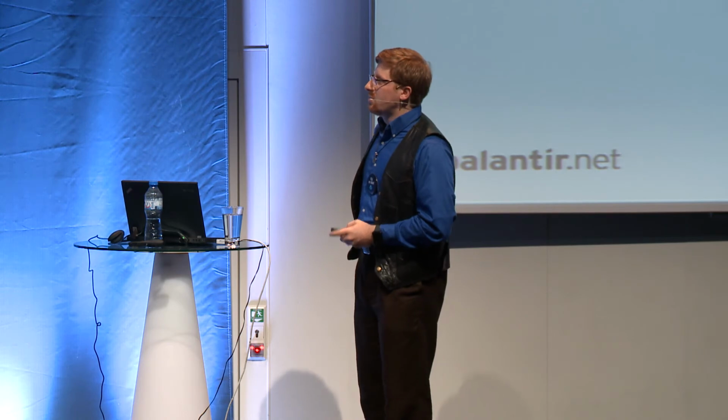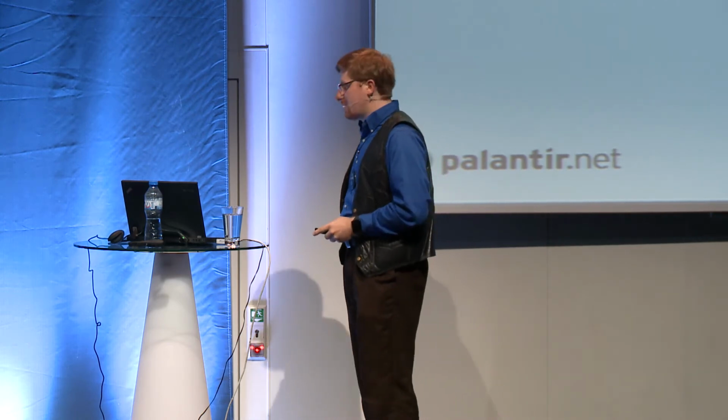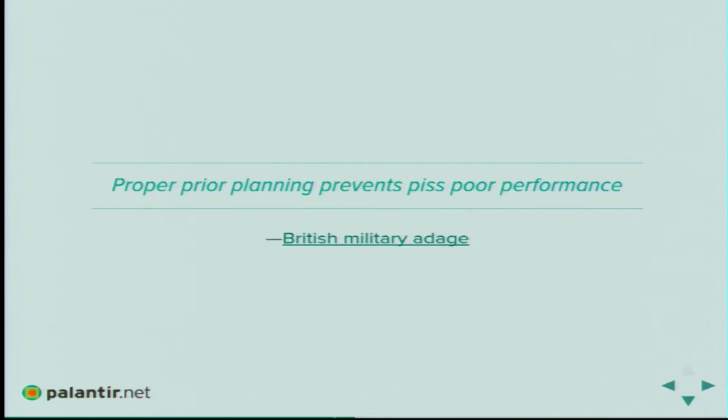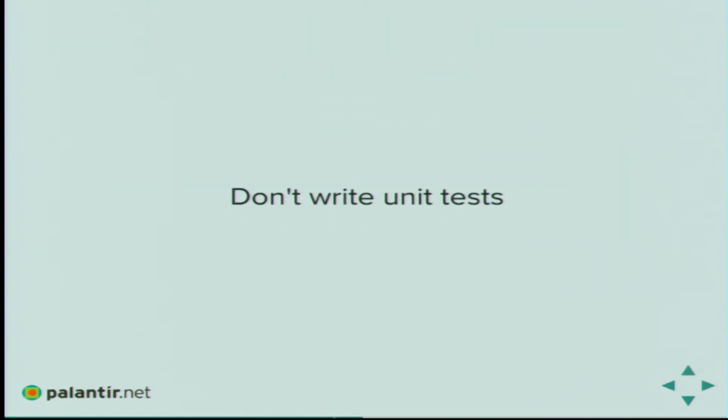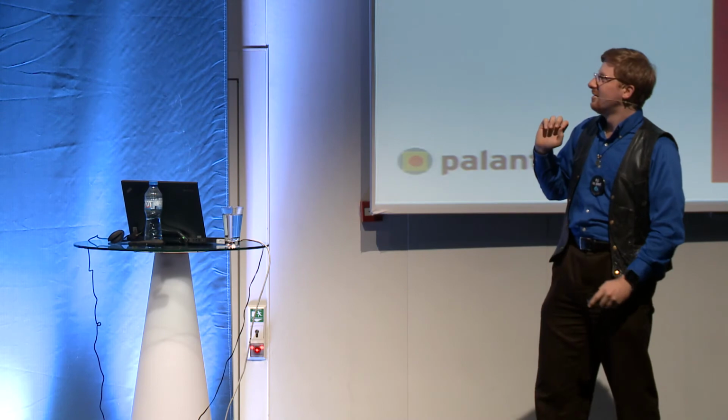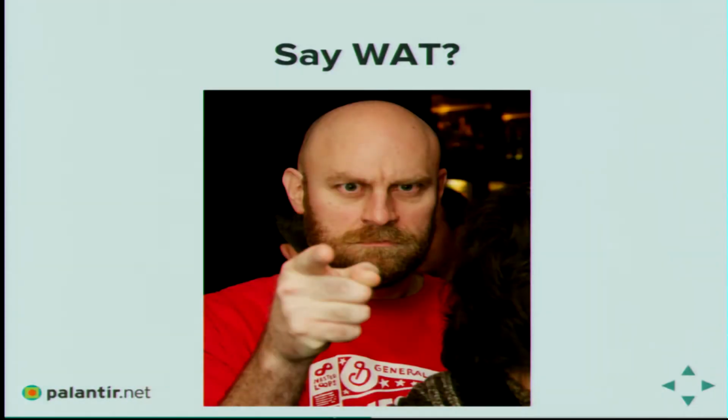So now that we know what we're doing, we know how we're going to do it, how do you actually get it done? Well, as the British say, proper prior planning prevents piss-poor performance. Notice a pattern emerging? First of all, don't write unit tests. What? Really, no, it's okay. Start with system tests, not unit tests.